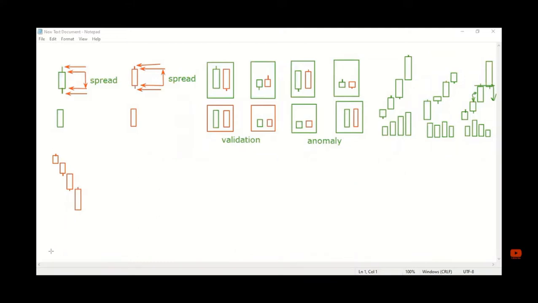When the volume condition is like this, first, second, third, fourth, that means it's a validation. There is no wrong here. Everything is okay in this market. It's a strong market, a strong downtrend market. So the market is falling down and volume is also increasing here. That means it's a good market condition in the downward direction.